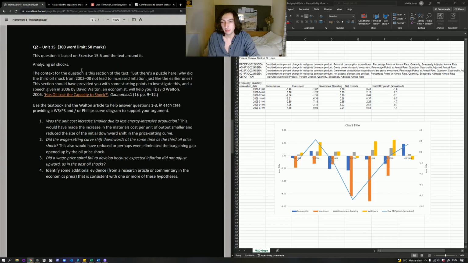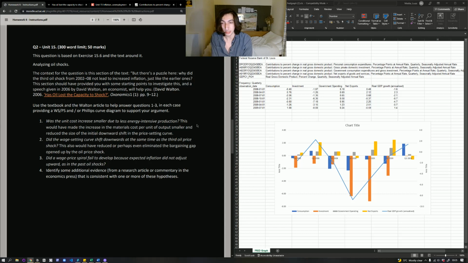But this question is also asking, is the unit cost increase smaller due to less energy intensive production? So if the cost of production is smaller, from that standpoint it's going to be a lot more efficient to produce the oil, and so the price goes down. So no, the price goes up. The price is still going up. It's just going up at a lesser rate because it's easier to produce it, really. So it's also explaining this here.